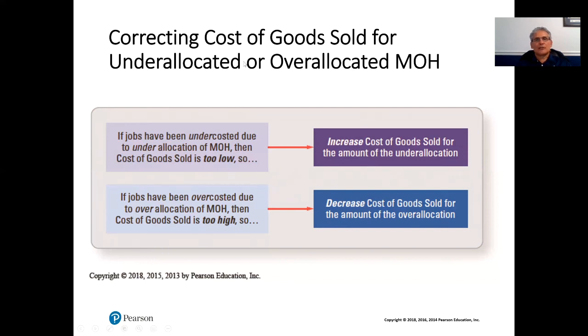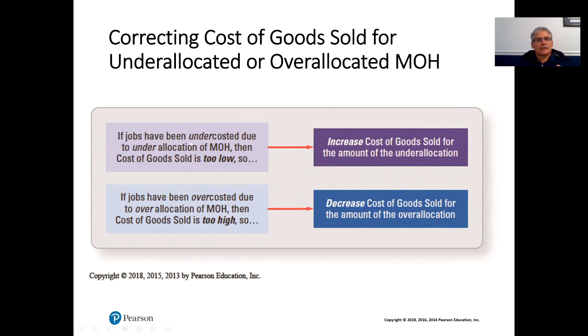So to do this now, we know that when we're allocating these costs, they're going to the jobs, and as we're selling these jobs, they're going to go to the cost of goods sold. Once we're done with the manufacturing process, once they're sold, they go to the cost of goods sold. So one way we can deal with this is correcting our cost of goods sold for underallocated or overallocated MOH.